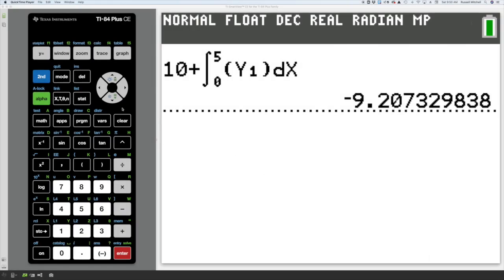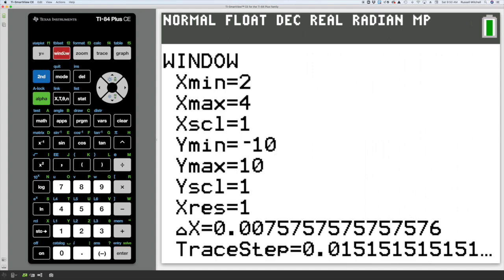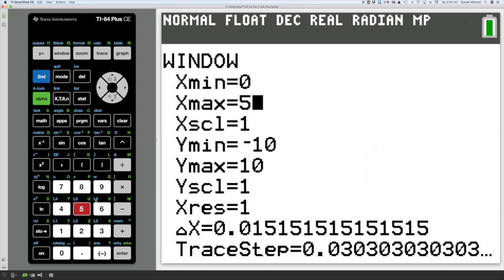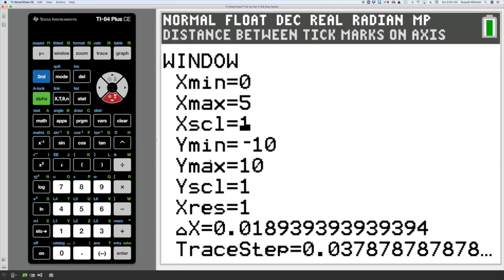So from our home screen, we want to press window. We want our x min to be 0 and our x max to be 5, x scale by 1. Probably y min to negative 10 to 10 is good too. And I just realized I said earlier negative 8 to 8, but it was negative 10 to 10.